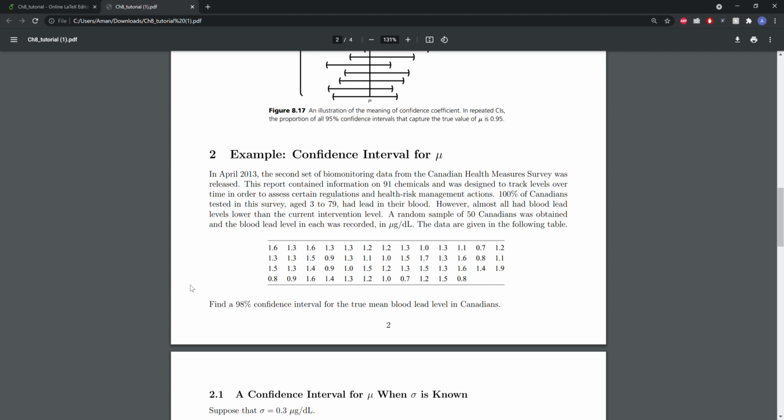A random sample of 50 Canadians was obtained, and the blood lead level in each was recorded in micrograms per deciliter, and the data is given below. So we have a sample size of 50, and each value is the blood lead level recorded in micrograms per deciliter. And we would like to find a 98% confidence interval for the true mean blood lead level in Canadians.